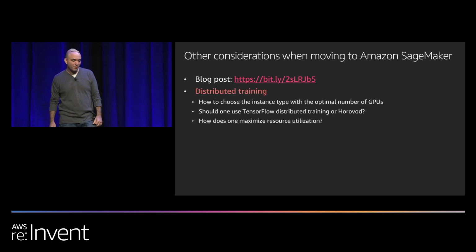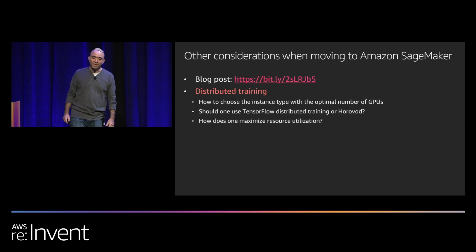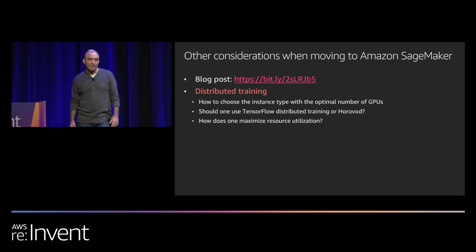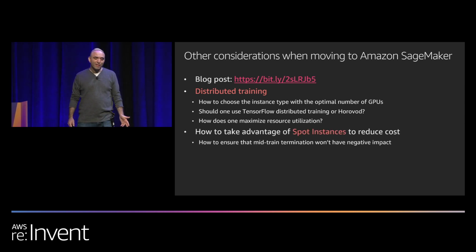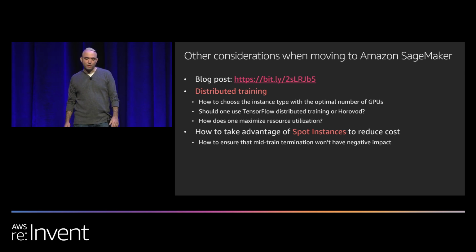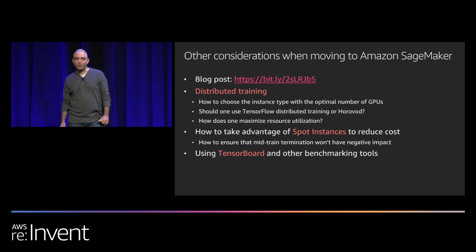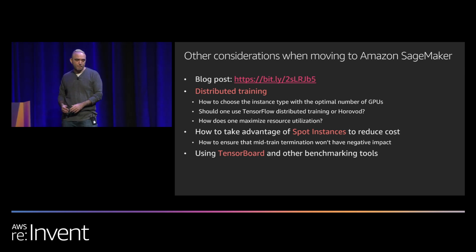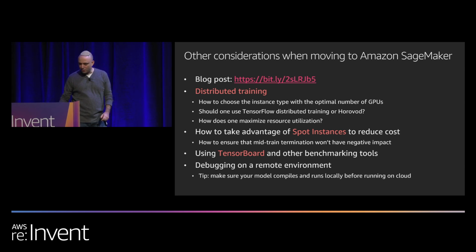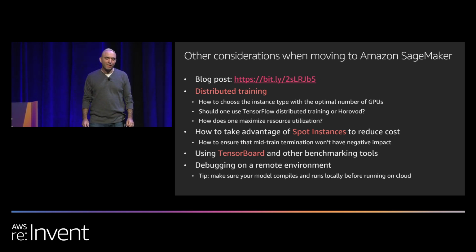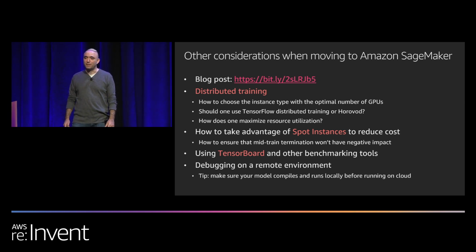For example, should I employ distributed training? And if so, how do I choose the optimal number of GPUs? What framework should I use? And how do I maximize resource utilization? How do I take advantage of spot instances to reduce cost? How do I use TensorBoard and other benchmarking tools when using SageMaker? How do I overcome the challenge of debugging a failed training session on a remote environment? I encourage you all to check out the blog and share your own insights and experiences.